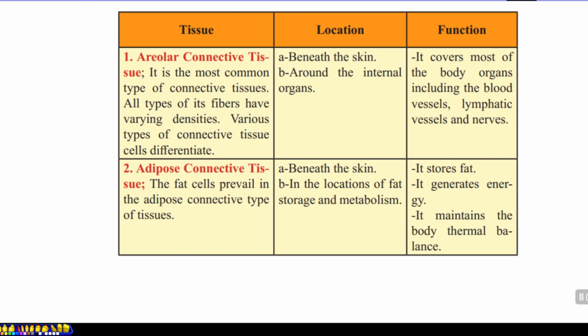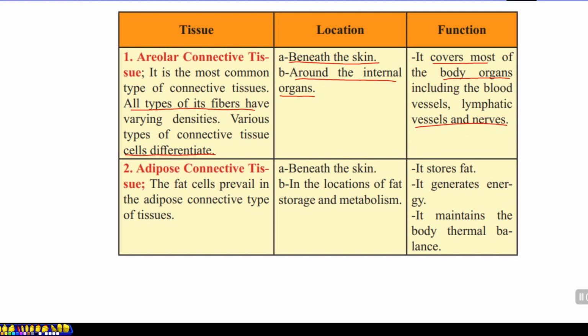Areolar connective tissue is the most common type of connective tissue. It contains all types of fibers in different densities and different types of connective tissue cells. It is located beneath the skin to connect the skin to internal body parts, maybe the muscles, and around the internal organs. All organs in our body have a fixed position but are connected to inner body cavities by this connective tissue. It covers most body organs, including blood vessels, lymphatic vessels, and nerves, and supports them.